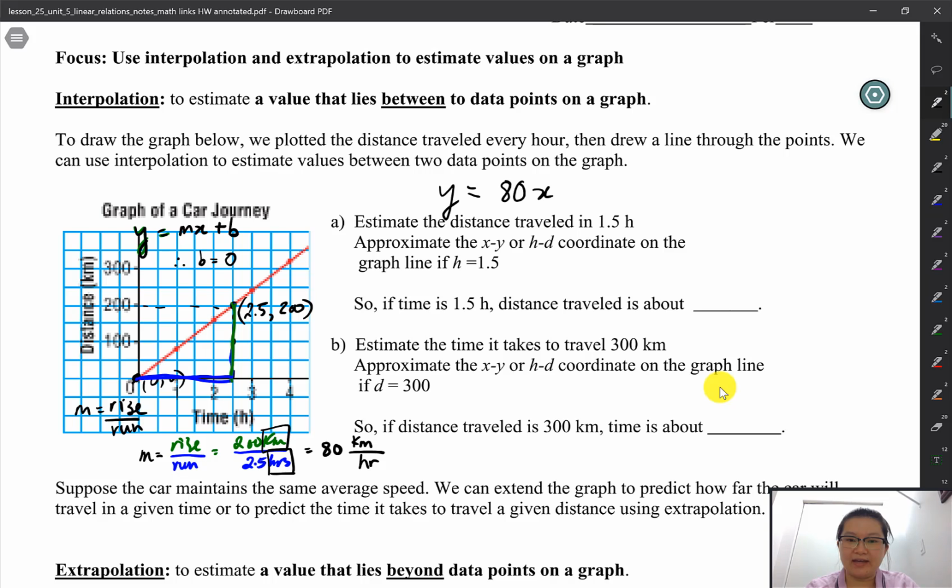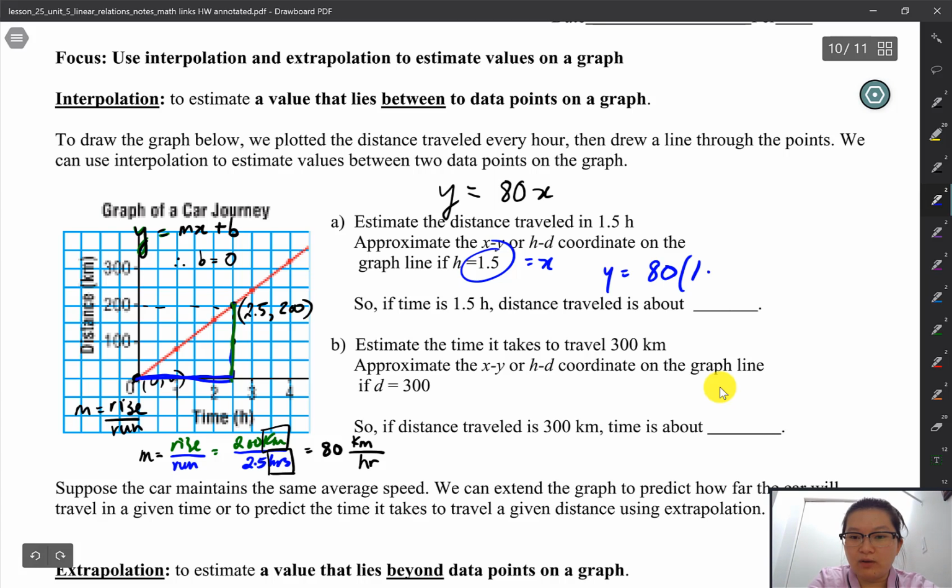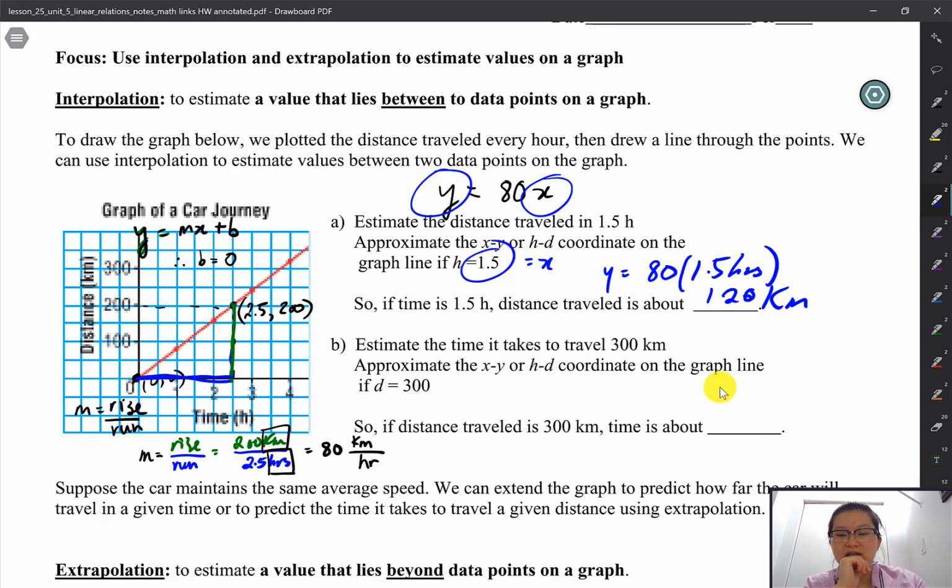Which means if I want to do A, then the rest of the questions here are going to be very fast in comparison. I want 1.5 hours. So that just means I plug 1.5 for my time, this is my x, into the equation. I get y is equal to 80 times 1.5 hours, and then I put it into my calculator. I am going to get 120 kilometers, because y represents my distance and x represents my time. I plug in my time to get my distance, 120 kilometers.